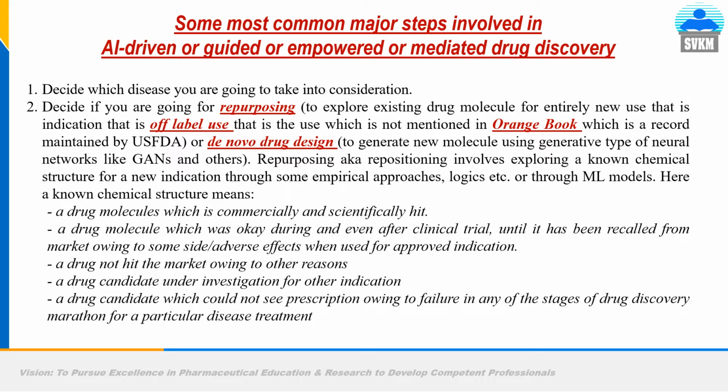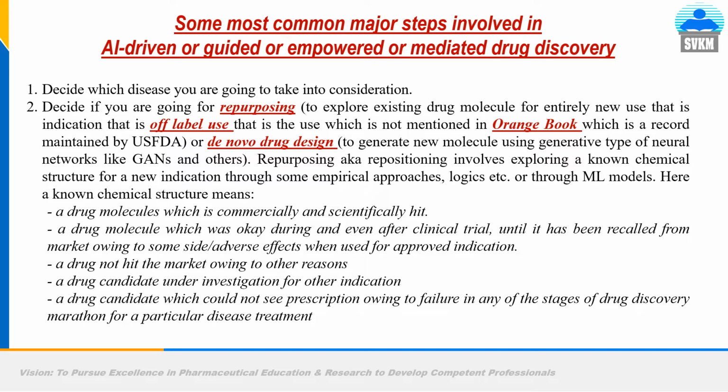Decide if you are going for repurposing, that is to explore an existing drug molecule for an entirely new indication, that is off-label use, the use which is not mentioned in the Orange Book, which is a record maintained by the US FDA for the commercially available, that is FDA approved drugs. Or you want to go for the second approach, that is de novo drug designing, that is to generate new molecules using generative types of neural networks like GANs and others.